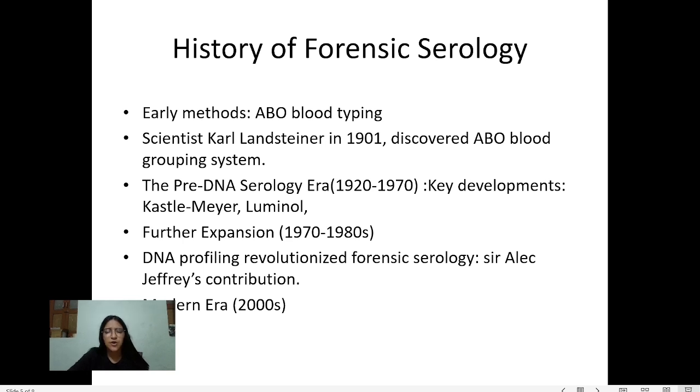This serology and DNA combination can now solve cold cases also. Cold cases are cases which have not been solved for many years. Serology and DNA play a great role in solving cold cases and bringing justice to ancient deaths. It's surprising, right? Even in high-tech labs, serology is still the first screening step for body fluids.